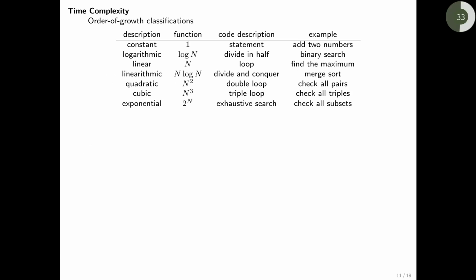Okay, so now here in this table, I'm showing you the popular order of growth classifications. The first column gives you the name of the classification. The second column tells you how you write it in mathematics. The third column gives you the code description for that particular class, meaning how it manifests itself in code. And the last column gives you an example.